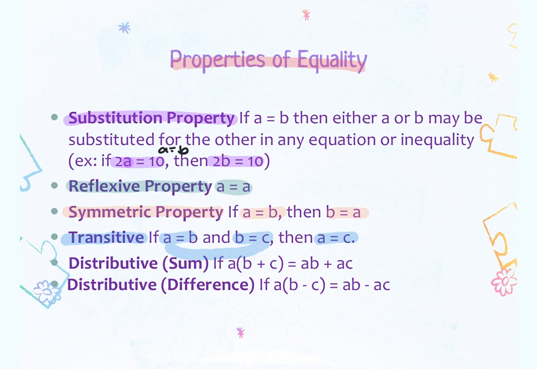And lastly, on this slide, the distributive property, and it has two parts, distributive sum and distributive difference. So if you have a sum inside parentheses and then something being multiplied to the front, you can distribute that value into both parts of your sum. And just like that with the difference, you have a difference inside parentheses and then you have the value on the outside and you can distribute that value to each of the parts on the inside.